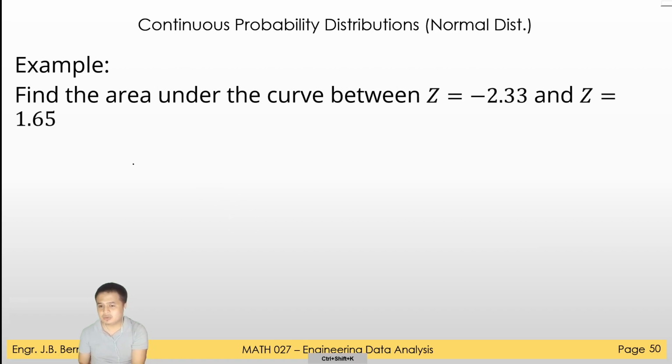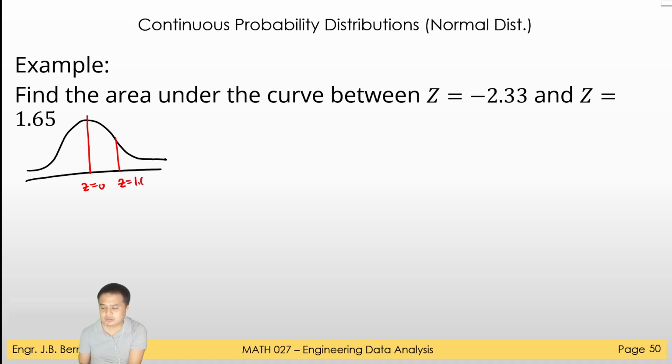Okay, so another one, no? So we have another problem here. So z is equal to negative 2.33 and z is equal to 1.65. So again, the middle is 0, and then on the positive side we have 1.65, somewhere here. And on the negative side, we have z equal to negative 2.33. So the total area we're trying to find is in between, which is the probability.